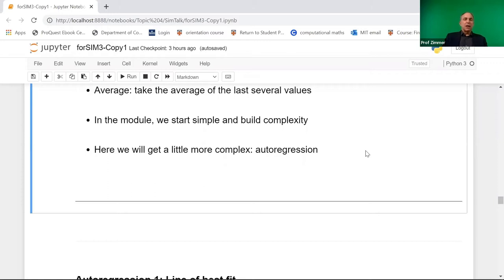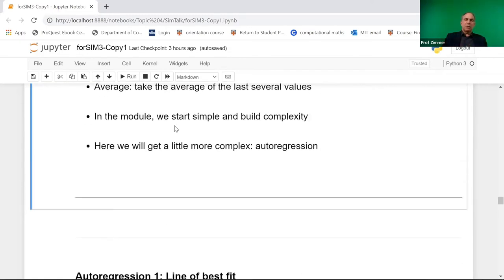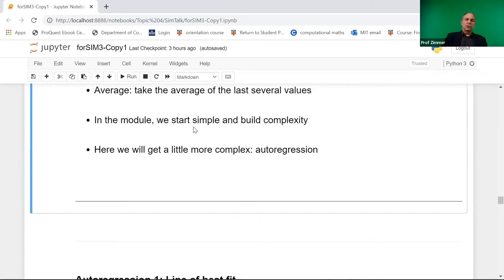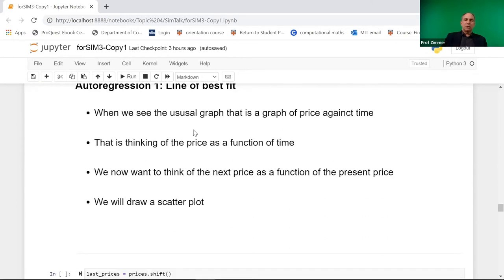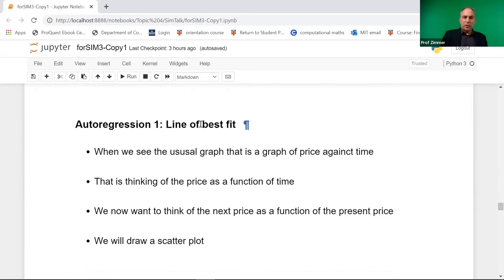A little bit more sophisticated than that is you take the average of the last few, and that's the second thing we do. And then we build up more complexity as we go. So I'm going to go and do autoregression, which is the next one we do in the course. We're going to go through this without the details of the programming, which you would do if you did the course.